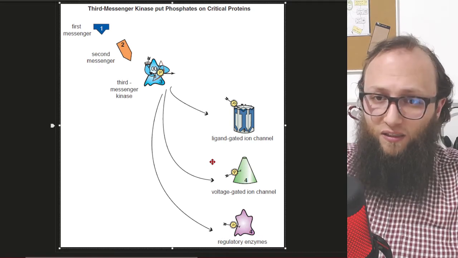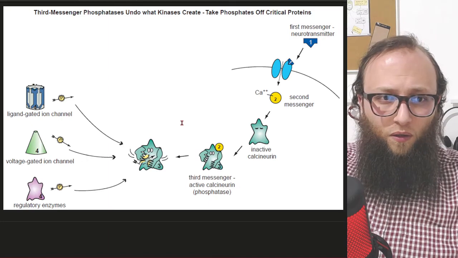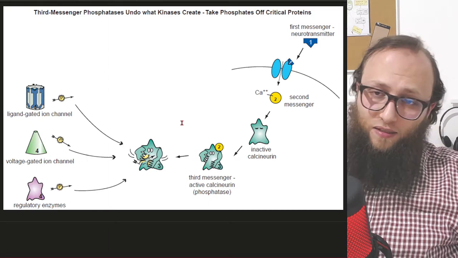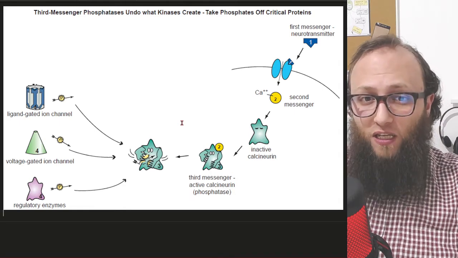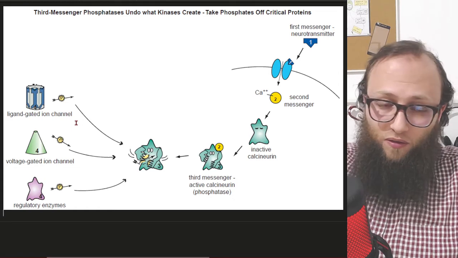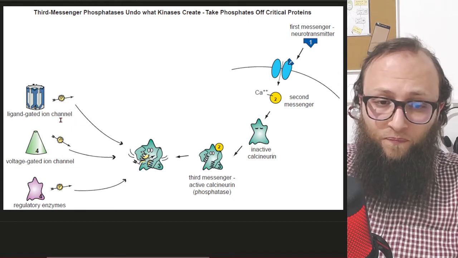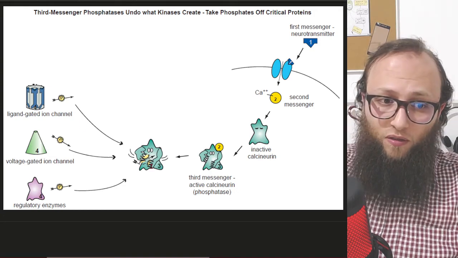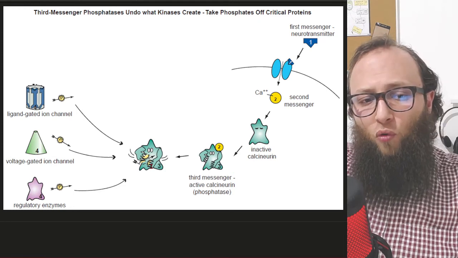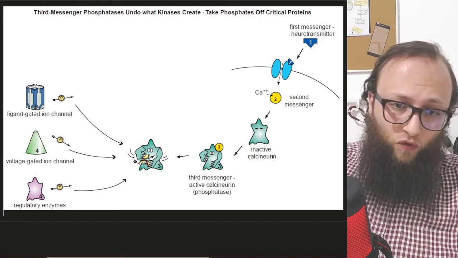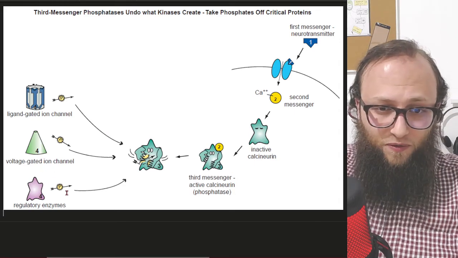What about phosphatase? It's the other way around. This is how third messenger phosphatase undoes what kinase creates. It takes phosphate off critical proteins. So it is the opposite. In contrast to the previous figure, the third messenger here, which is phosphatase, removes phosphate groups from phosphoproteins, such as ligand-gated ion channels, voltage-gated ion channels, or regulatory enzymes.